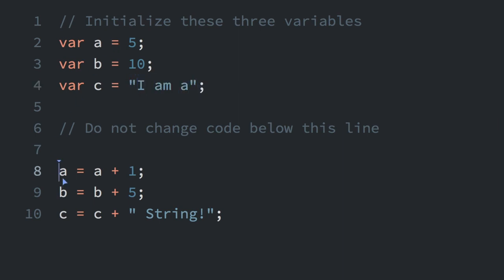So you can see A plus 1 is going to equal 6. 5 plus 1 equals 6. B equals B plus 5. That's going to be 15. And then C is now going to say, "I am a string."